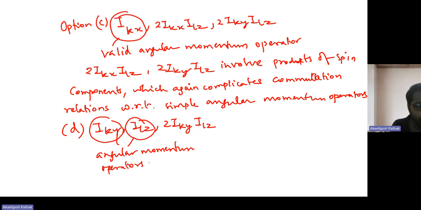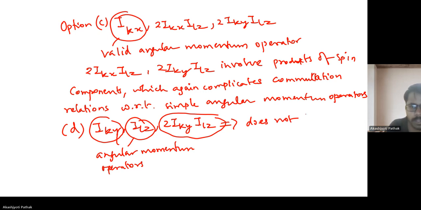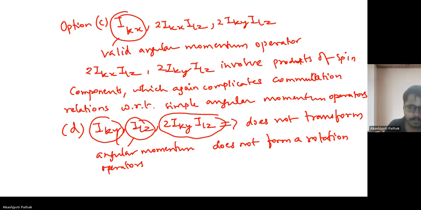But the product, 2IKY ILZ, does not transform, and therefore this set does not form a rotation group. The set IKY, ILZ and 2IKY ILZ does not form a rotation group.